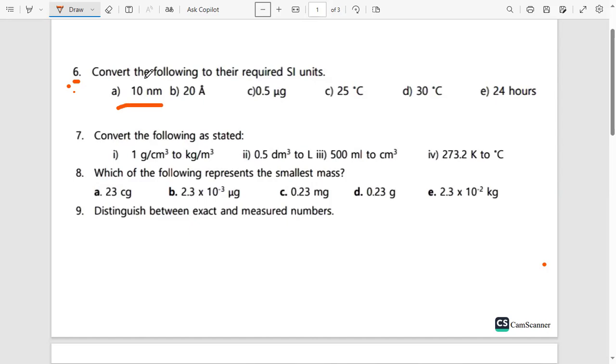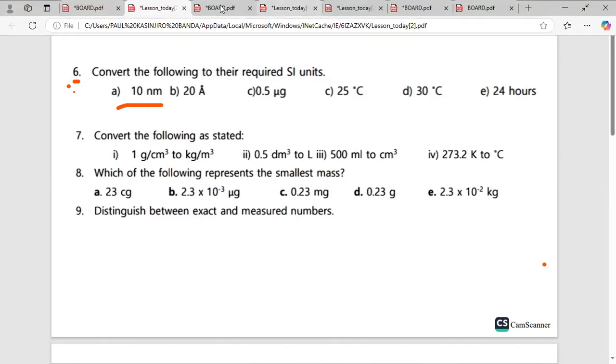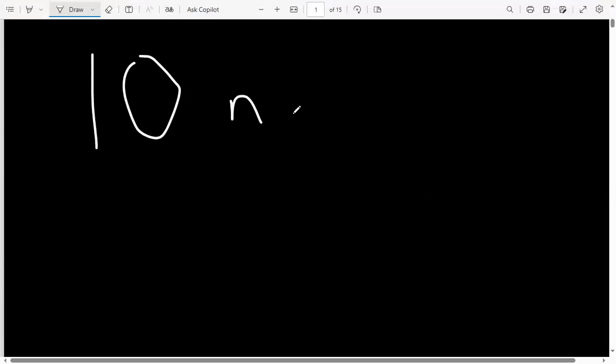Meter, yes. Why are you saying meter? Because it's length. So we are converting these 10 nanometers to meters. Let's get this 10 nanometers and put it here and try to convert it. We want to convert it to meters because that's the SI unit. So how can we convert this?